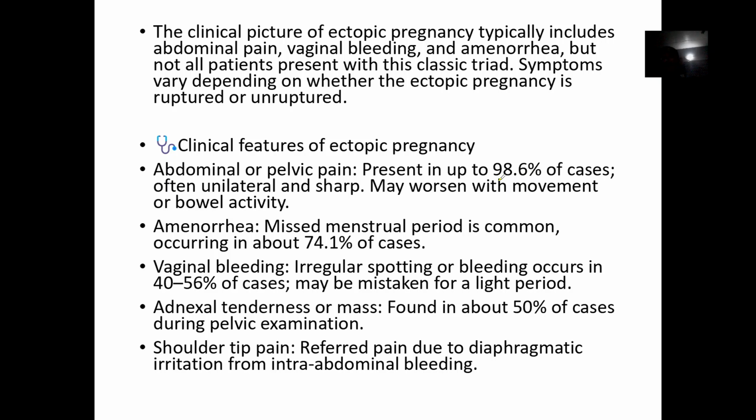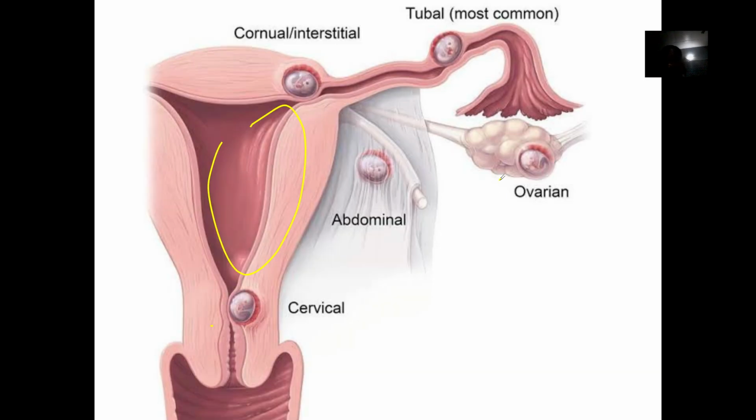Then, because indeed it's a pregnancy, just not a right pregnancy, the person has stopped menstruating, right? There's vaginal bleeding, adnexal tenderness or mass, and shoulder tip pain. Because the nerves in the diaphragm are irritated, there can be referred pain to the shoulder side.